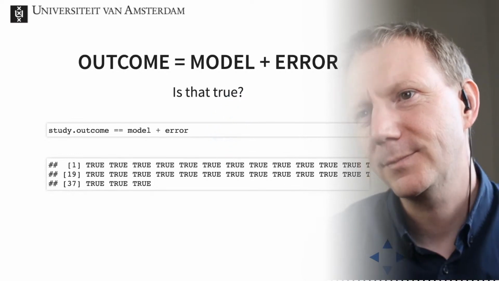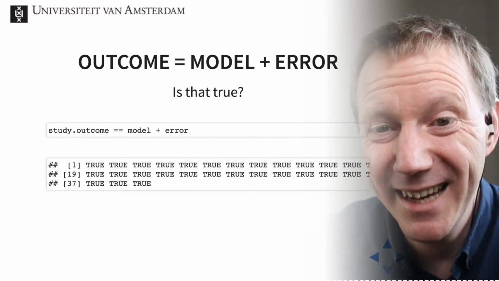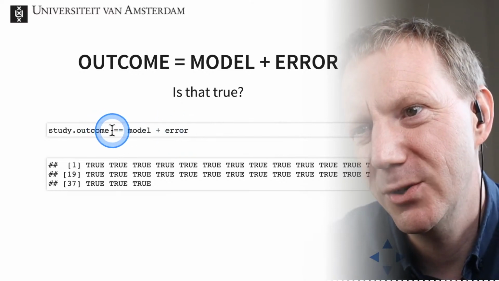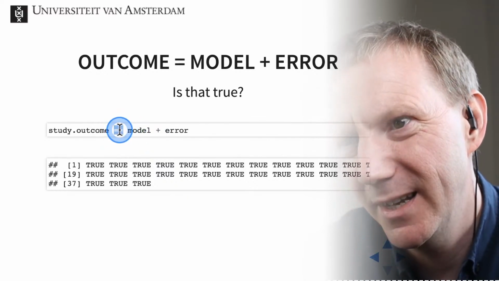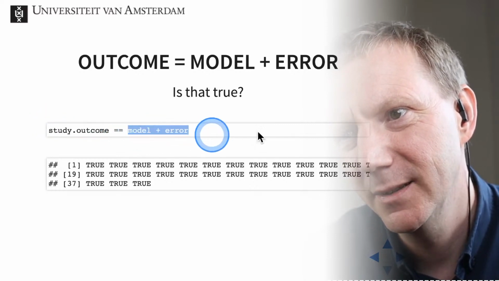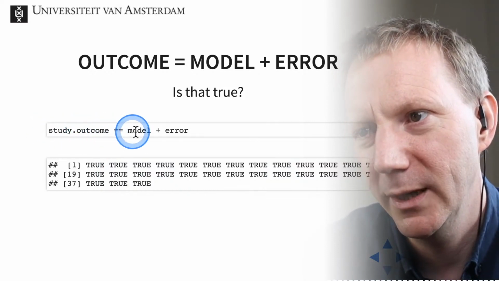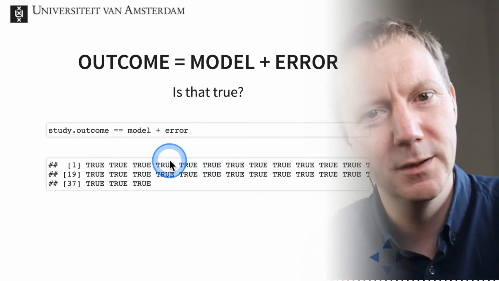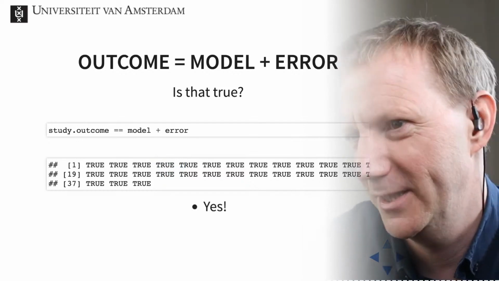Almost done. So, is this the case? Is the outcome actually equal to the model plus the error? So, this is a logical test. The double equal sign here actually tests if this is the same as that. So in our case, that's absolutely true. We see what the outcome really is, and if we add the model plus the error, then we get the same value. So the statement that Field always makes in the book, it's actually true, right? It always is.